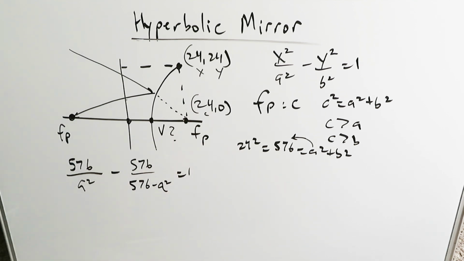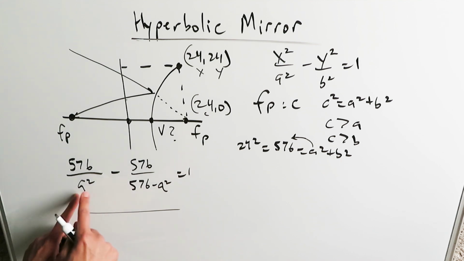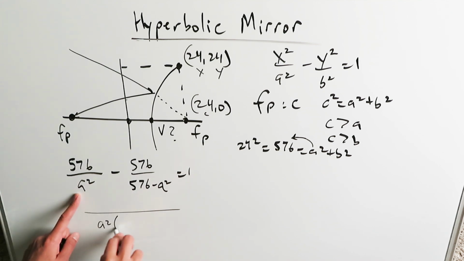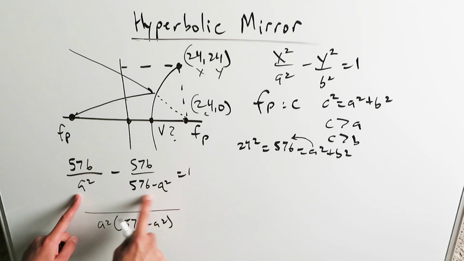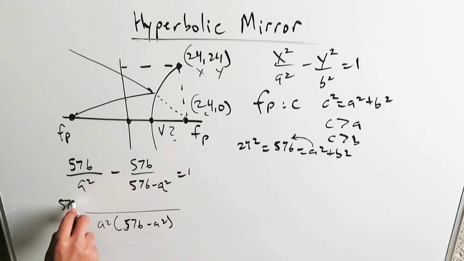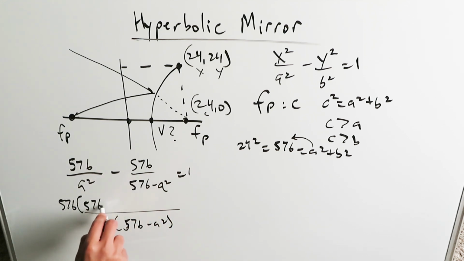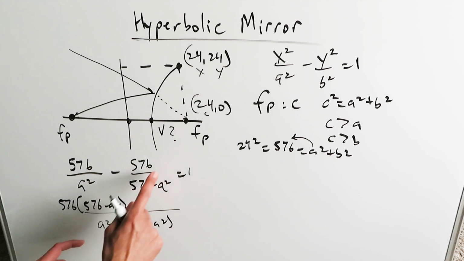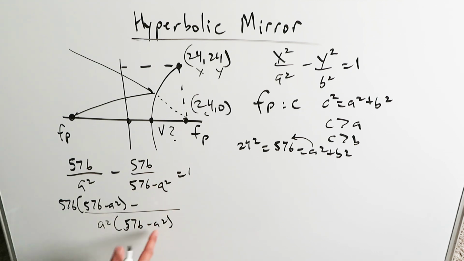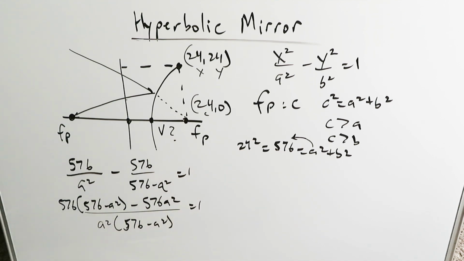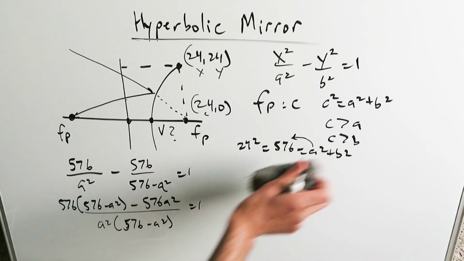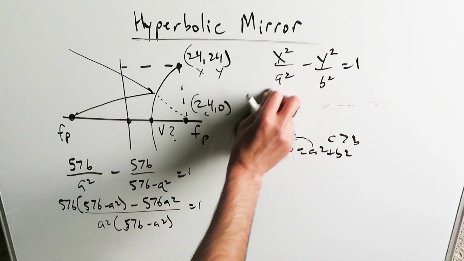What we do is a common denominator over here. My common denominator is this times that: a squared times 576 minus a squared. a squared comes in that many times, so I'll have 576 times 576 minus a squared, minus, this item comes in this a squared times, I'll have 576 a squared is equal to 1. You don't need to see this anymore. We've used it. We don't need it anymore.